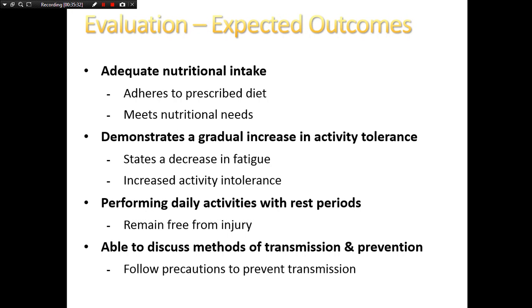So our expected outcomes with these patients, obviously, adequate nutritional intake, that they adhere to their prescribed diet, that they're going to meet their nutritional needs. They're going to demonstrate a gradual increase in activity tolerance, perform daily activities with rest periods, and we want them to be able to discuss methods of transmission and prevention of hepatitis, and we want them to follow precautions to prevent the transmission.